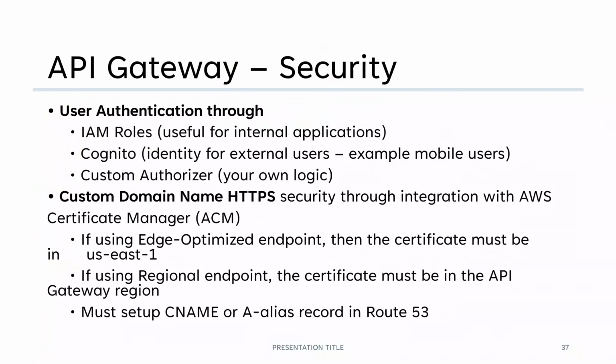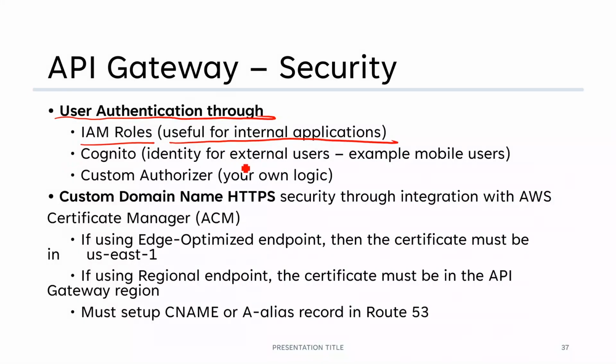Alright, now talking about API Gateway security. How can you secure your endpoints? That is very important when it comes to system designing. So user authentication through IAM roles is useful for internal applications. If you have a private endpoint, like we discussed in the last slide, you can control access to this API Gateway by using roles and users. Whoever has the permission will be able to access it.